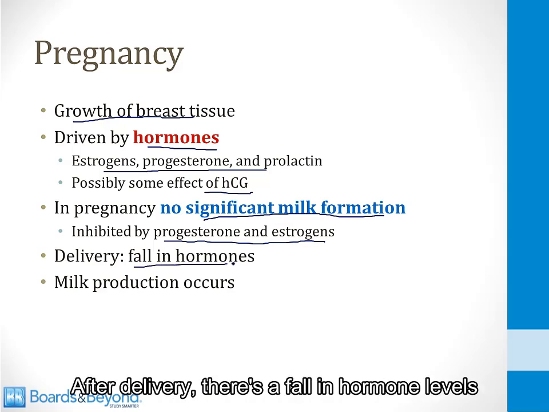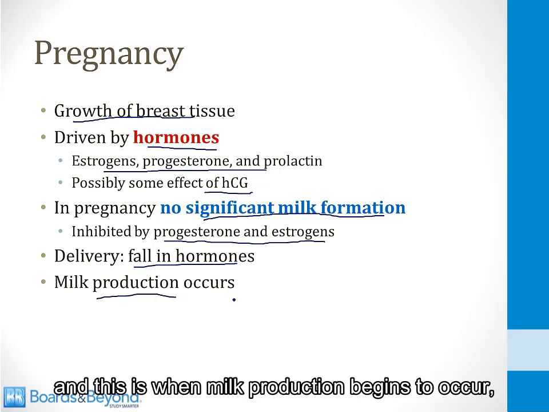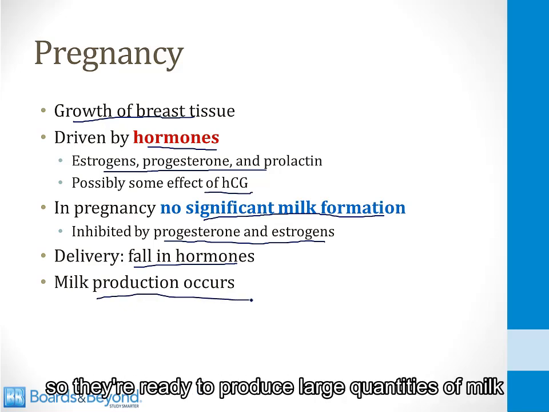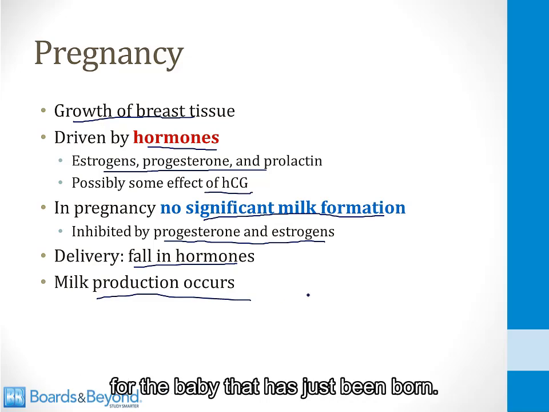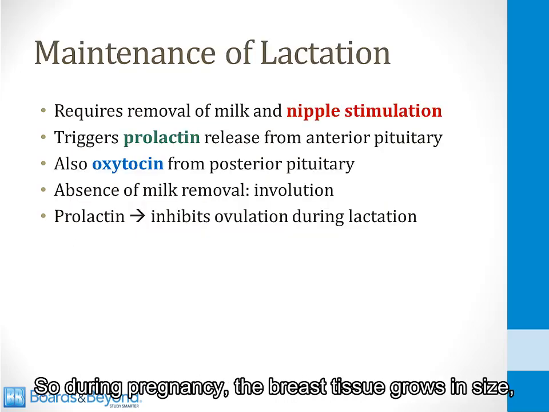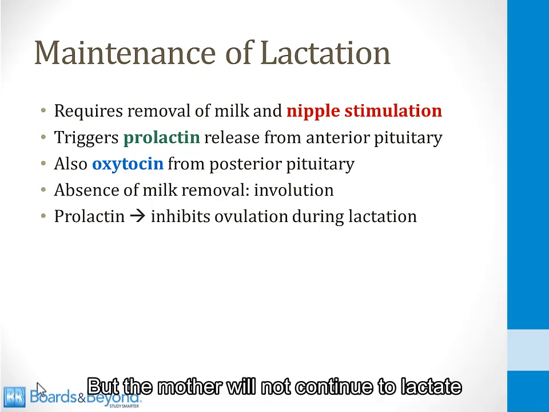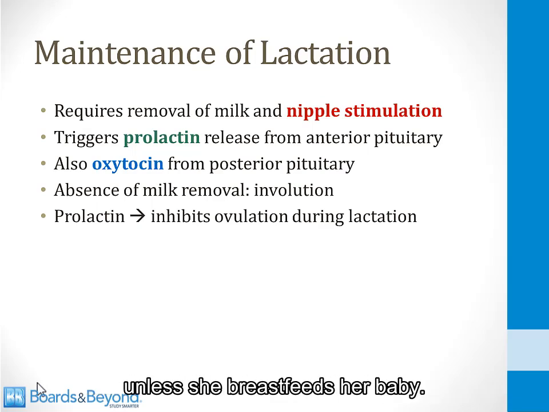After delivery, there's a fall in hormone levels, and this is when milk production begins to occur. And at this point, the breasts have grown in size, so they're ready to produce large quantities of milk for the baby that has just been born. So during pregnancy, the breast tissue grows in size, and after delivery, milk production begins. But the mother will not continue to lactate unless she breastfeeds her baby.